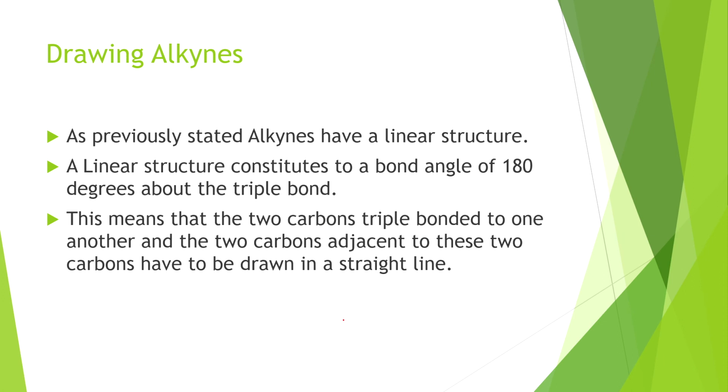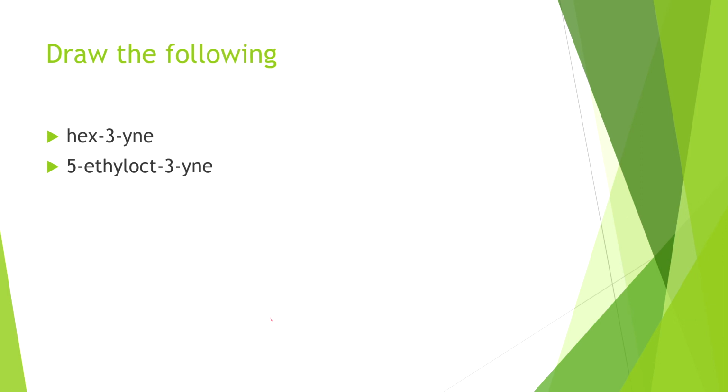So, drawing alkynes. As previously stated, alkynes have a linear structure. A linear structure constitutes a bond angle of 180 degrees about the triple bond. This means that the two carbons triple bonded to one another, and the two carbons adjacent to these two carbons, have to be drawn in a straight line. So let's go over some examples.